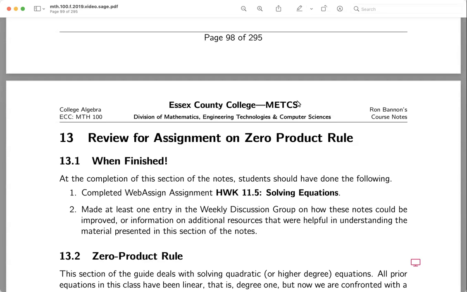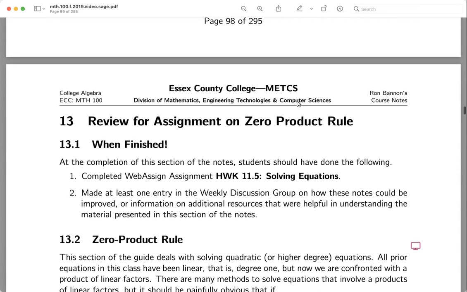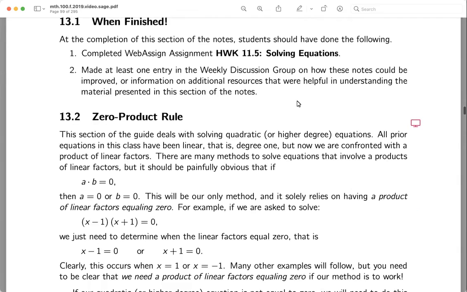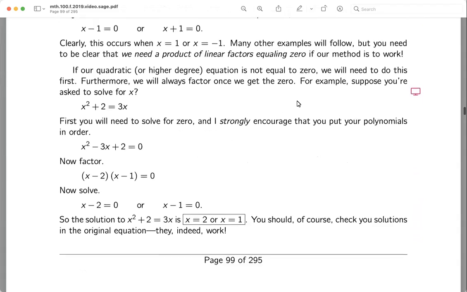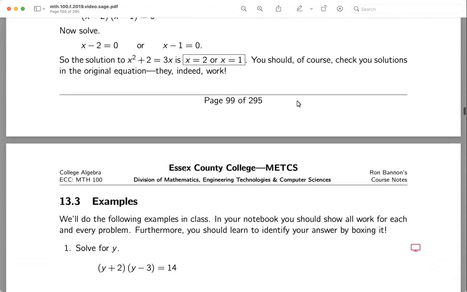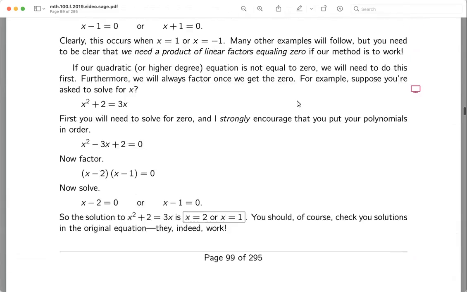Okay, we're in section 13 now, and this is the zero product rule. Later on, we're going to call this solve by factoring, but right now it's called the zero product rule, which is a fairly simple rule to understand. It's going to be a very short lecture, and then we're going to start doing examples. But let's go to the lecture.